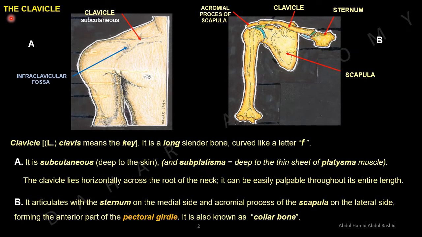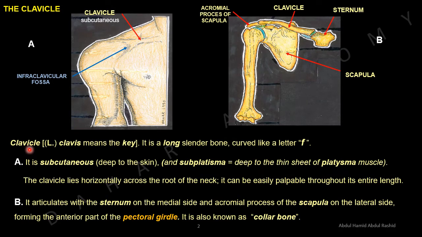The clavicle. We have two diagrams here, diagram A and diagram B. Diagram A is anterior view of the right shoulder, right arm and right half of the chest. Diagram B is the skeleton of the structures in diagram A. This is sternum, clavicle, scapula and humerus, which is the arm bone.